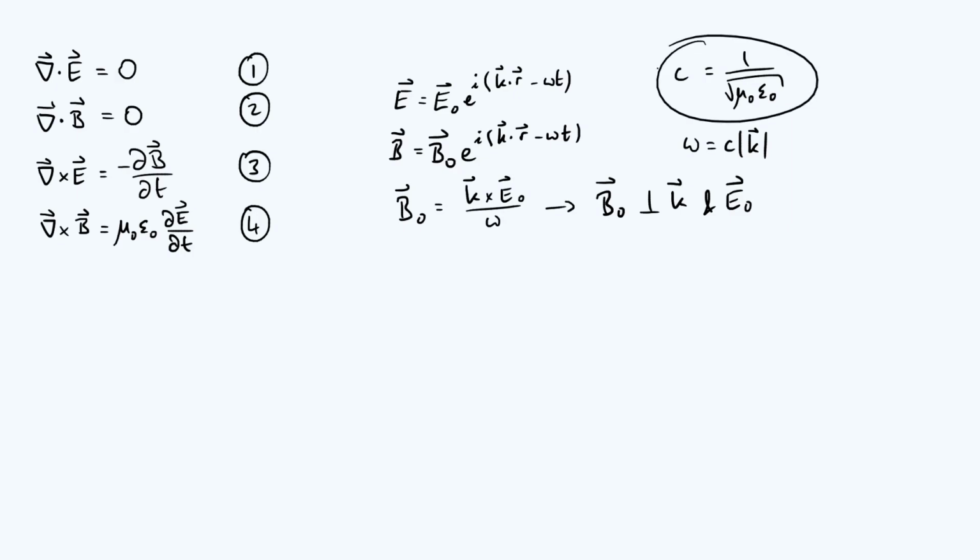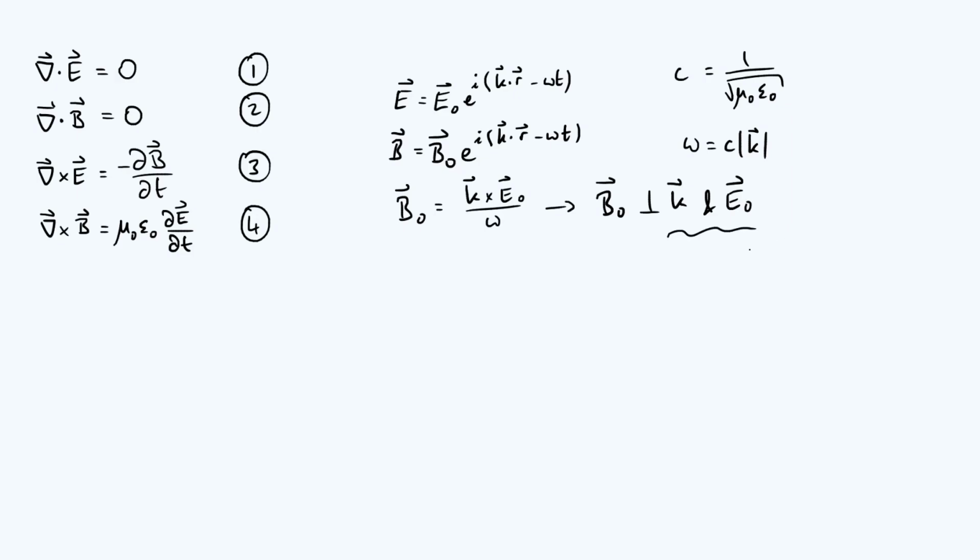The speed of those waves is the speed of light, given by 1 over root mu naught epsilon naught, and omega and the modulus of k are related by omega equals c times mod k. The electric and magnetic fields are not independent of each other. Firstly, they have the same wave vector and frequency, but also the amplitudes have to be related by this equation here, which tells us that the magnetic and electric fields are perpendicular, and also that the magnetic field is perpendicular to the wave vector.